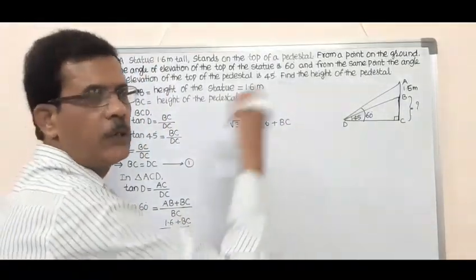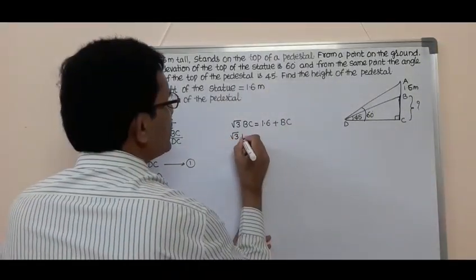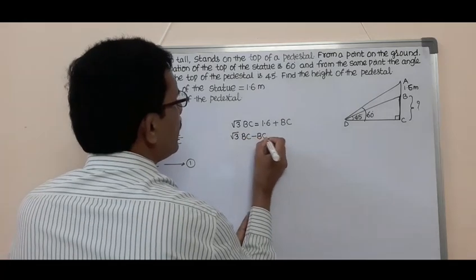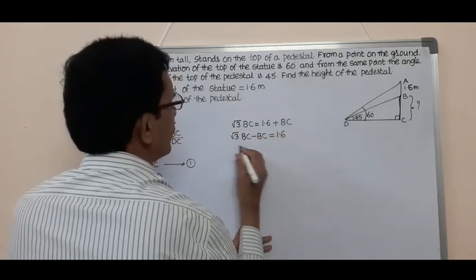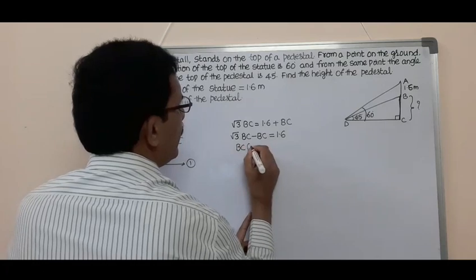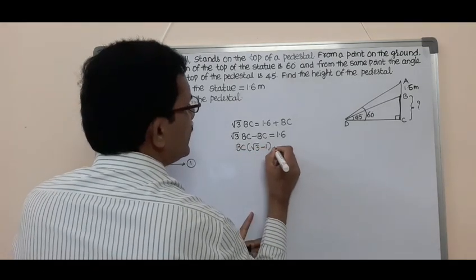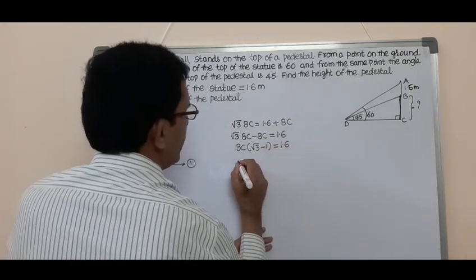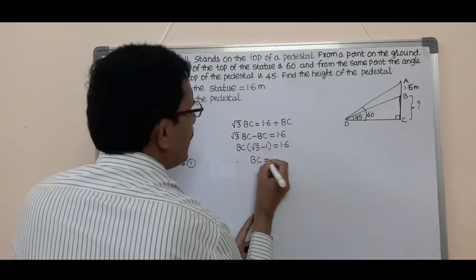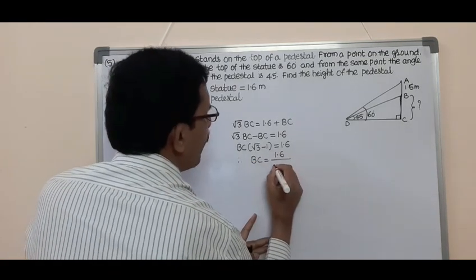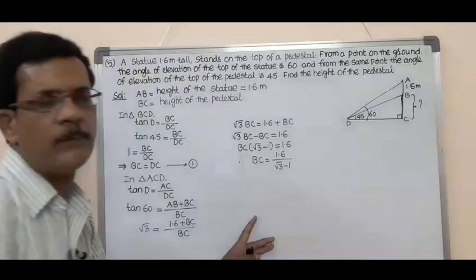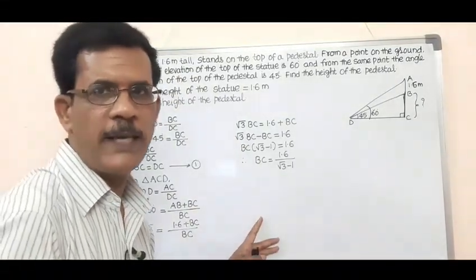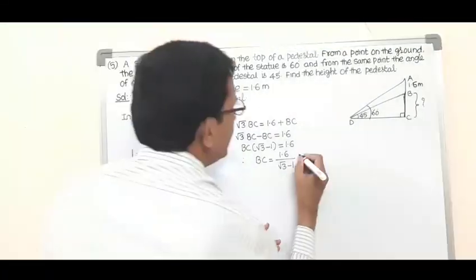Now I will bring BC to the left side. Root 3 BC minus BC is equal to 1.6. We can take BC common. BC times root 3 minus 1 is equal to 1.6. Therefore, BC is equal to 1.6 by root 3 minus 1. In the denominator, an irrational number is there. So let us do rationalization of the denominator.